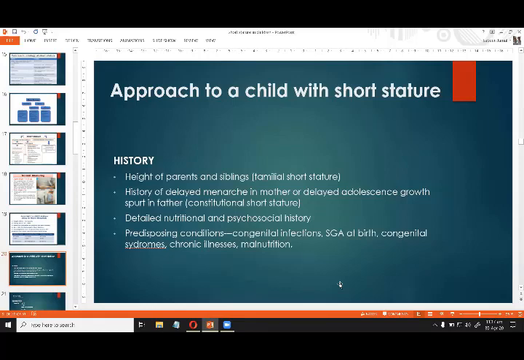If there is history of short stature in the parents and the siblings, then most likely it is a case of familial short stature. If there is history of delayed menarche in the mother or delayed adolescent growth spurt in the father, then most likely there will be constitutional short stature in the child. You have to take a detailed nutritional and psychosocial history. Rule out predisposing conditions like intrauterine infections, small gestational age at birth, congenital syndromes, chronic illnesses, and malnutrition.